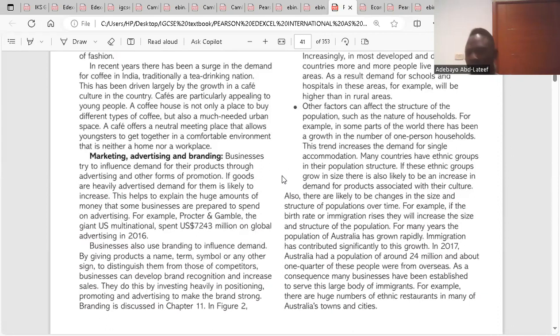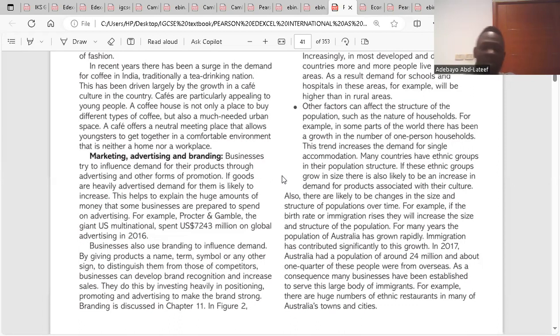Marketing, advertising, and branding. Businesses try to influence demand for their products through advertising and other forms of promotion. If goods are heavily advertised, demand for them is likely to increase. This helps to explain the huge amounts of money that some businesses are prepared to spend on advertising. For example, Procter & Gamble, the giant US multinational, spent 7.2 billion on global advertising in 2016.